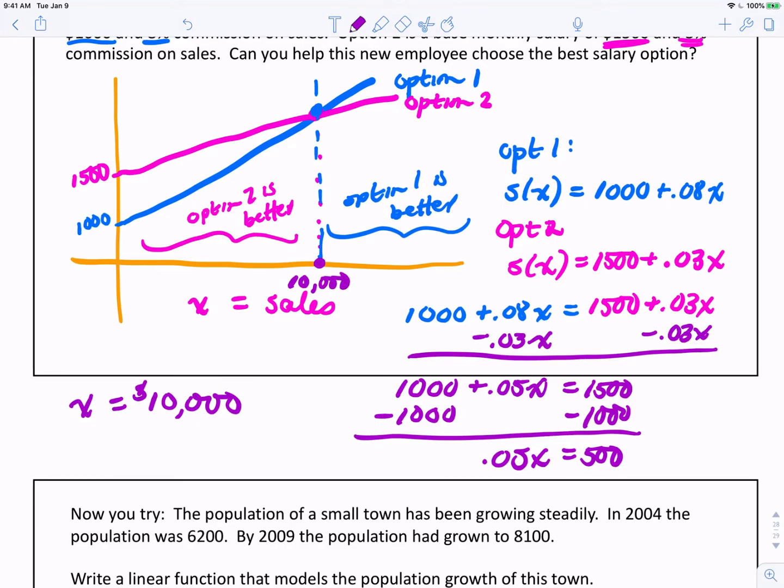So what that means is if the salesperson thinks that they are going to have less than $10,000 in sales per month, then option 2 is better. But if the salesperson thinks that they're going to have more than $10,000 in sales a month, option 1 is better.